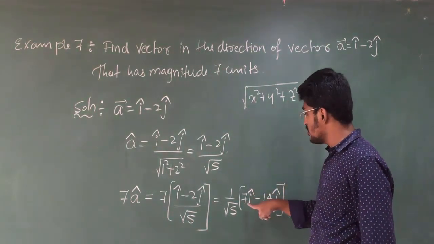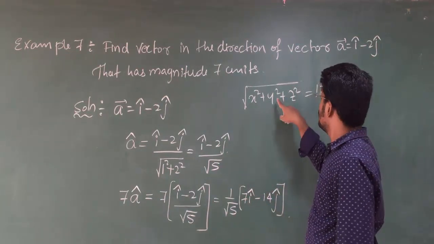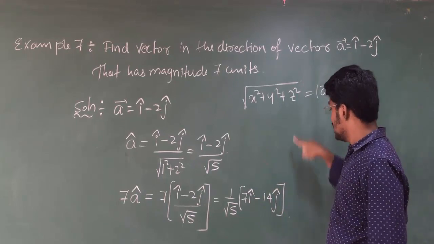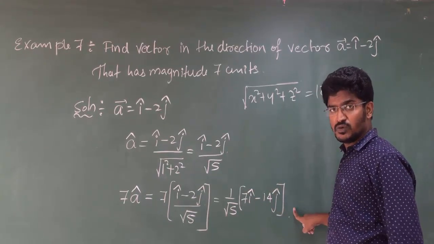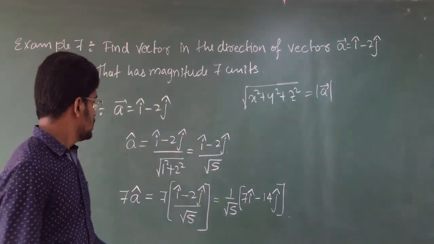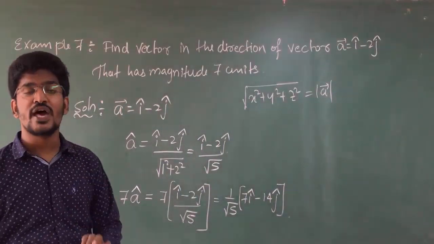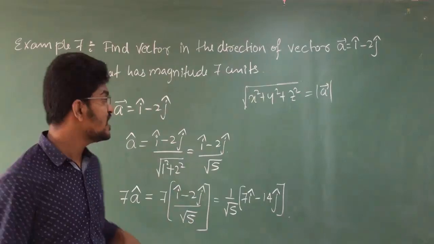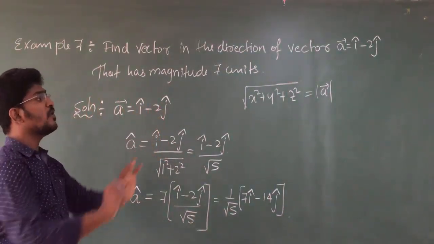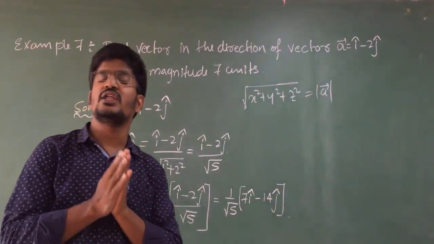Here x value is how much? 7 by root 5. Y value is how much? Minus 14 by root 5. Z value, here there is no z, that's 0. You apply this formula, check the magnitude, it will be having magnitude as 7 units in the direction of vector A. Clear? So this type of questions are very important and very tricky.